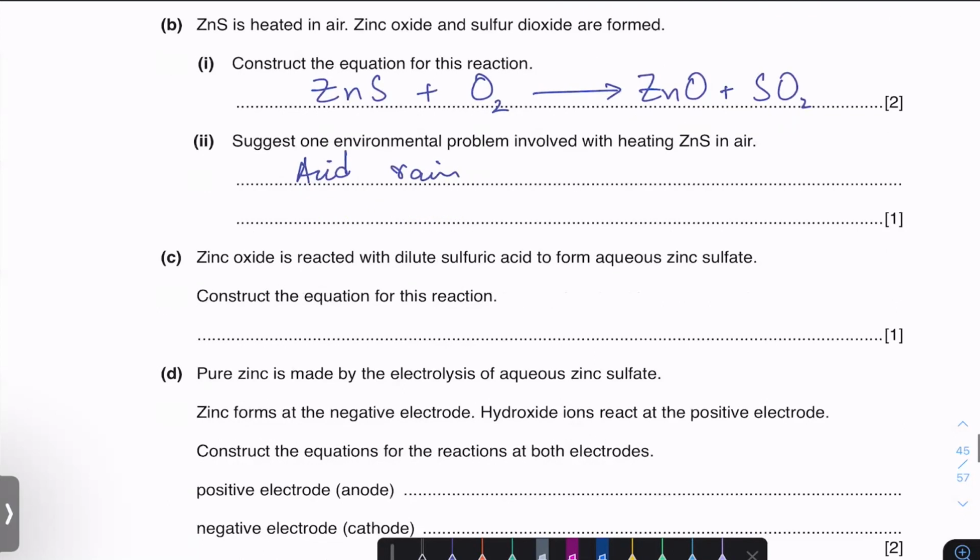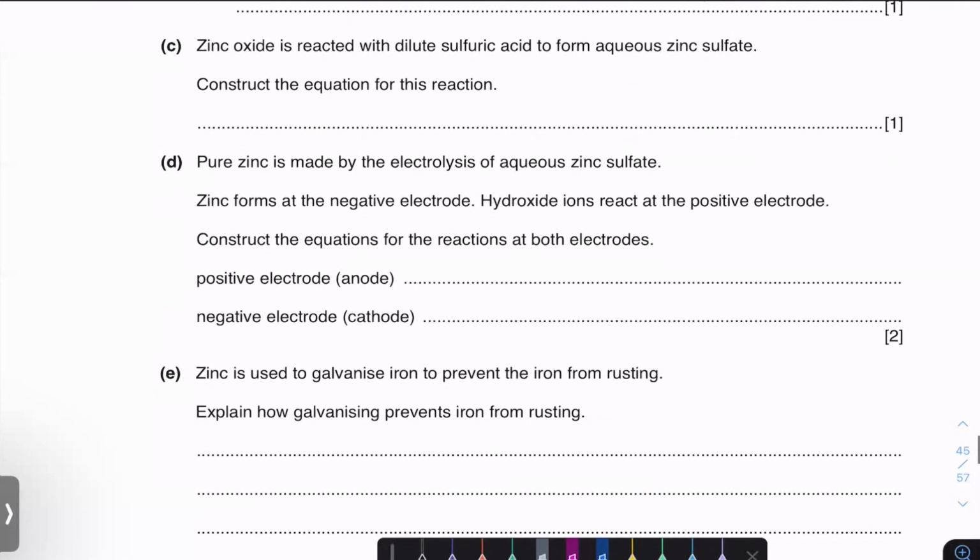Zinc oxide is reacted with dilute sulfuric acid to form zinc sulfate. ठीक है. Zinc oxide being amphoteric. Remember, zinc, calcium, chromium, lead, इनके oxide amphoteric होते हैं. It reacts with sulfuric acid as a base, obviously. Forms water plus zinc sulfate.